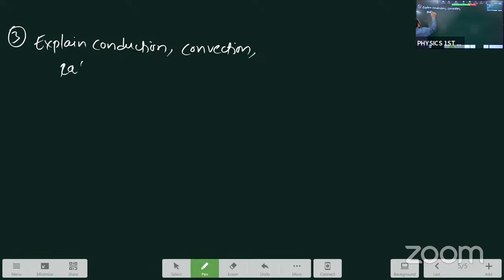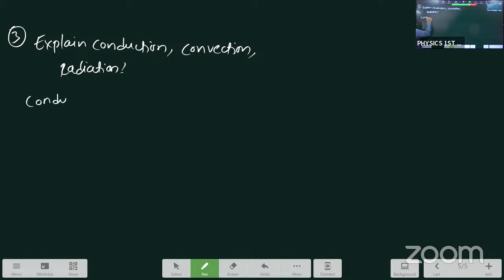Now, see. Explain conduction, convection, radiation. This is question number 3 from heat lessons, thermal properties of matter, students. So, explain conduction, convection, radiation.